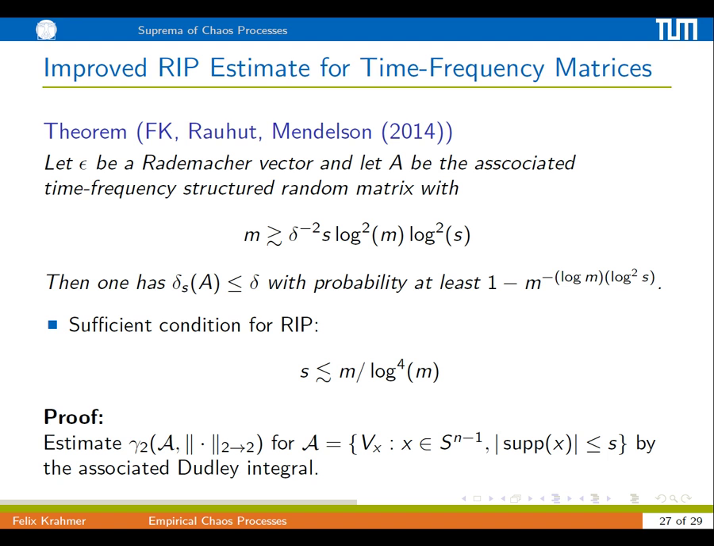Proof is via what is called a Dudley integral. So that's some entropy bound to estimate the gamma 2 functional. That was known.